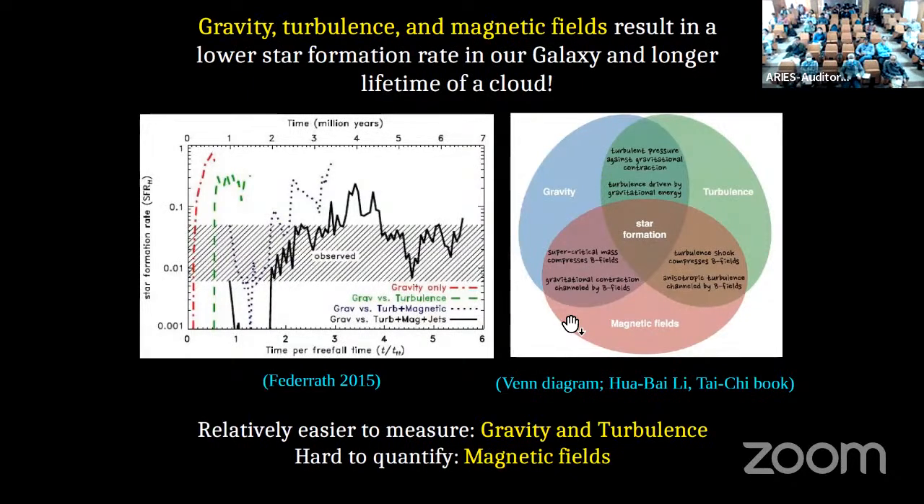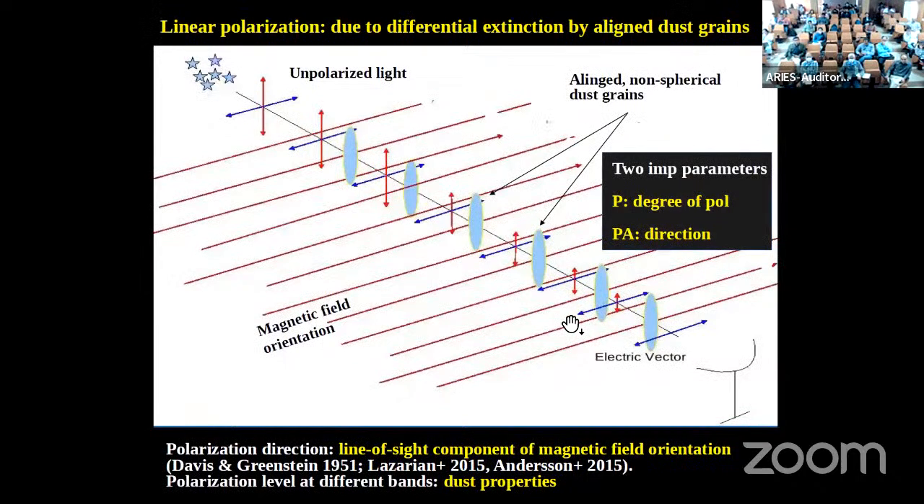For example, for photometric observations toward some region, we generally need less than 1 hour. But to trace the magnetic field lines, we need at least four times the exposure time. Generally, we use dust polarization observations to delineate the magnetic field orientation.